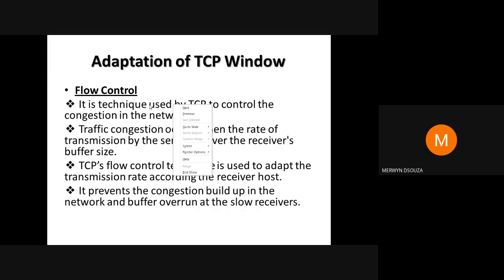So basically flow control is used to prevent congestion. What it does is it controls the rate at which the sender transmits the data, and then it hopes that congestion will not happen in the network.